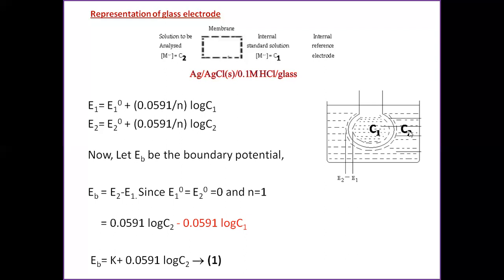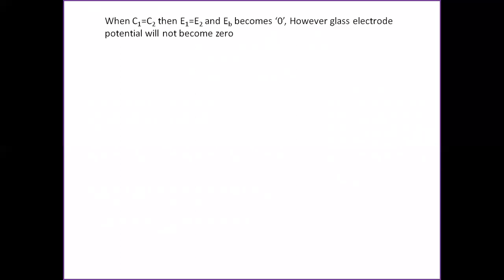This is the potential equation, but now consider this case: what will happen when C1 becomes equal to C2? That's what we are going to see. Now see, if C1 is equal to C2, then E1 and E2 potentials should become equal. If E1 and E2 become equal, then the boundary potential should become 0. When the boundary potential becomes 0, the glass electrode potential also should become 0.